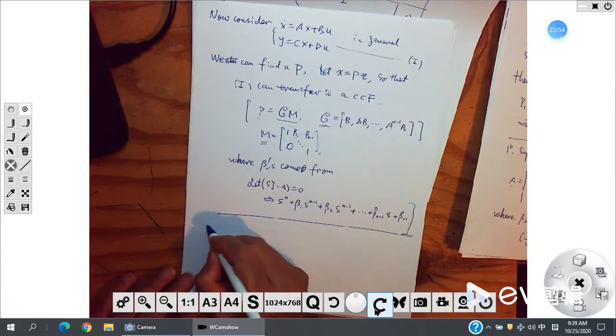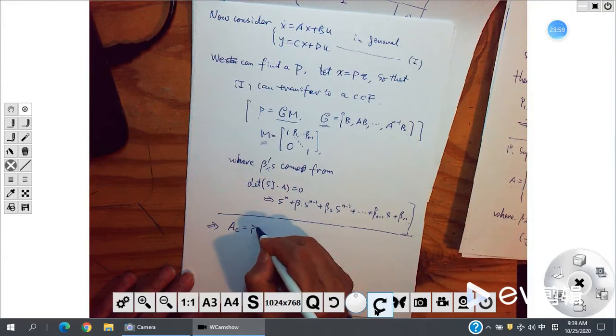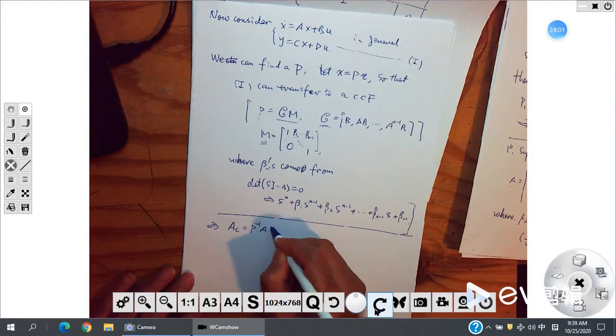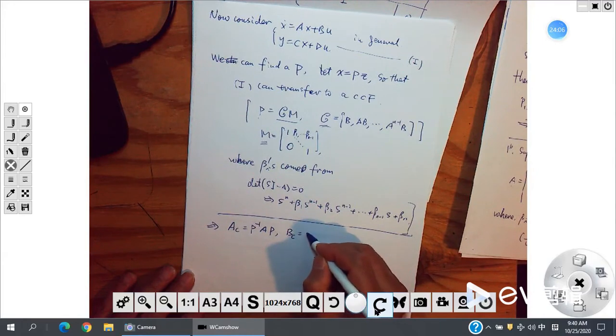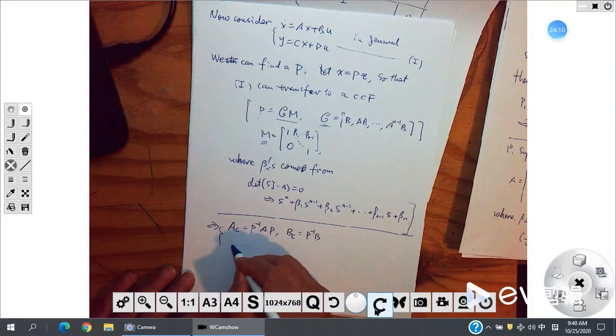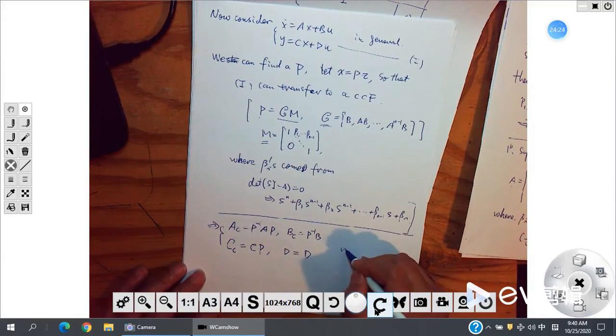Then we say A_c, which is P inverse A P, B_c equal to P inverse B, C_c equal to C times P, and A, B, C. Then D is still D. Alright, we see this one is the CCF.